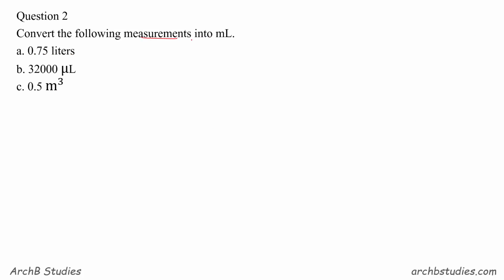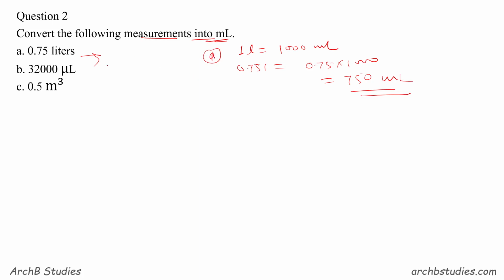Next is, convert the following measurements into ml. Okay, so in 1 liter there are 1000 ml. Okay, so similarly this one, 0.75 liter will have 0.75 into 1000, you will get 750 ml. Okay, this is the answer of first one, or A1. Now for microliters, so in 1 ml there are 1000 microliter. So this can be done dividing 32,000 by 1000, you will get 32 ml.